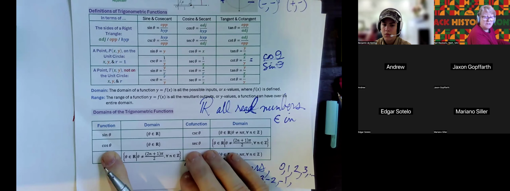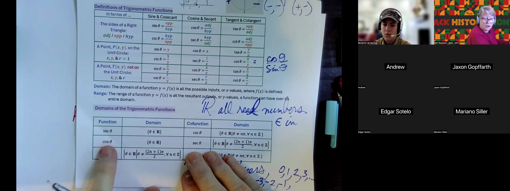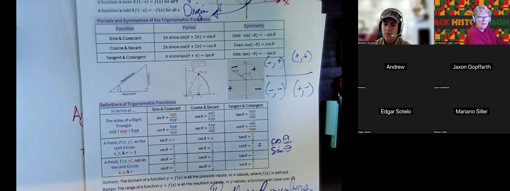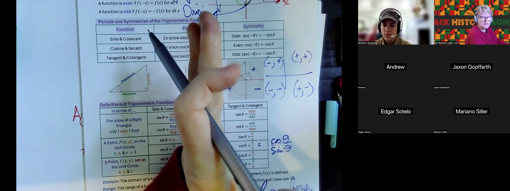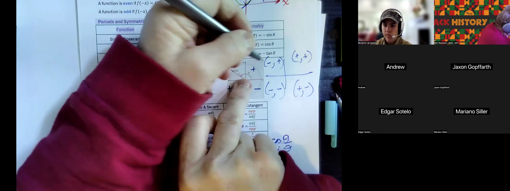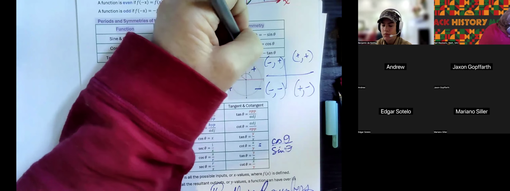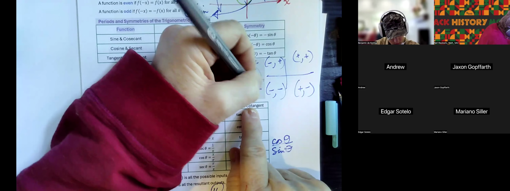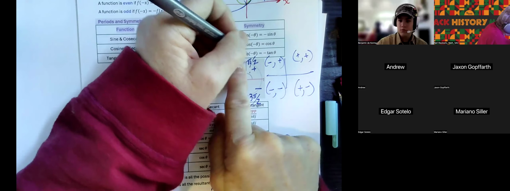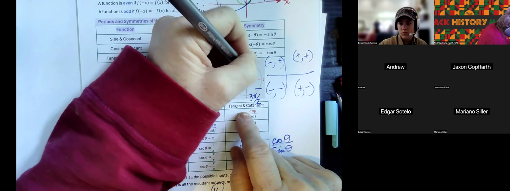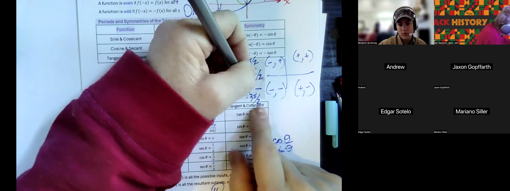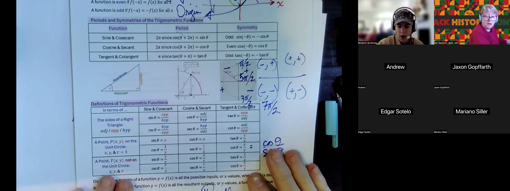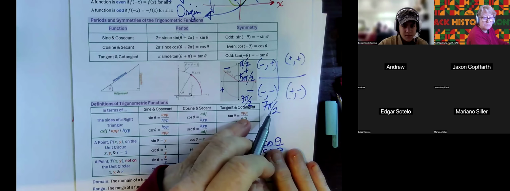We know that secant will be undefined everywhere that cosine is 0. Well, cosine is 0 anytime we're at the y-axis. And on the y-axis, let's see, it happens at pi over 2, 3 pi over 2, 5 pi over 2, 7 pi over 2. Do you see that the number in front of the pi over 2 is always odd?